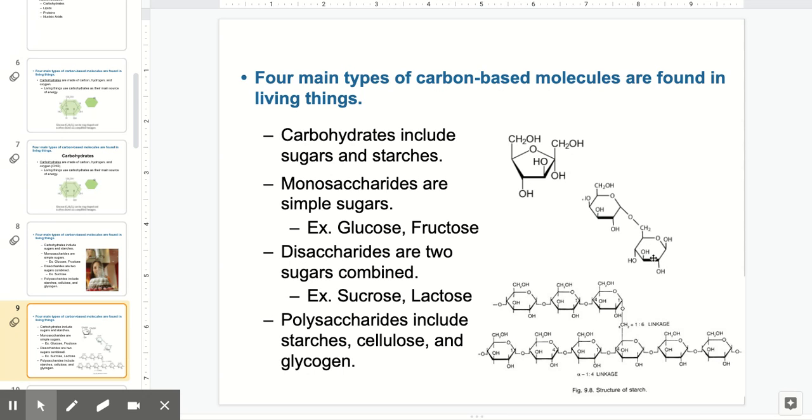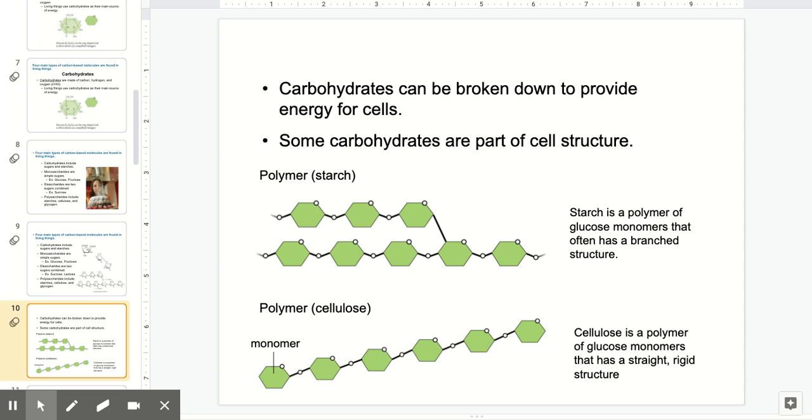Here's an example of a disaccharide. Sucrose and lactose are disaccharides. Again, you don't have to necessarily memorize these. Just these might be things that you see on food labels or hear spoken about. And then there are polysaccharides, and polysaccharides include starches, cellulose, and glycogen. And here's just some examples.